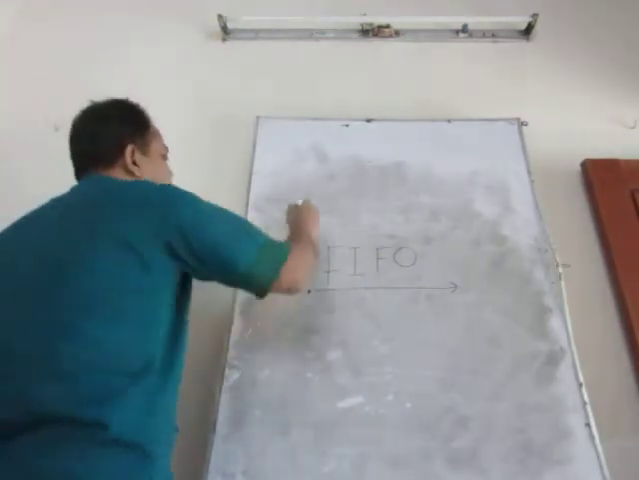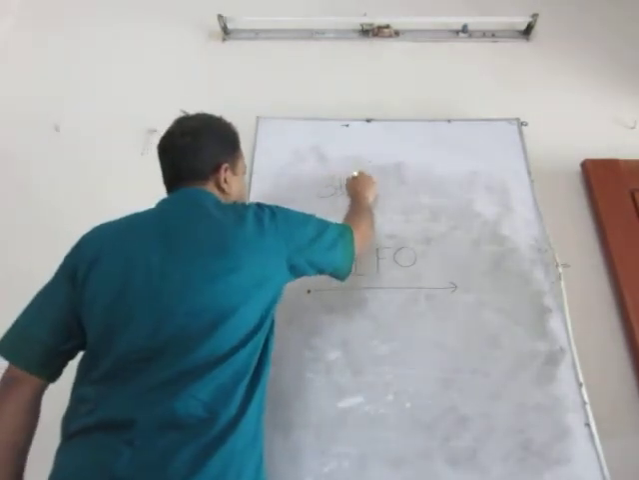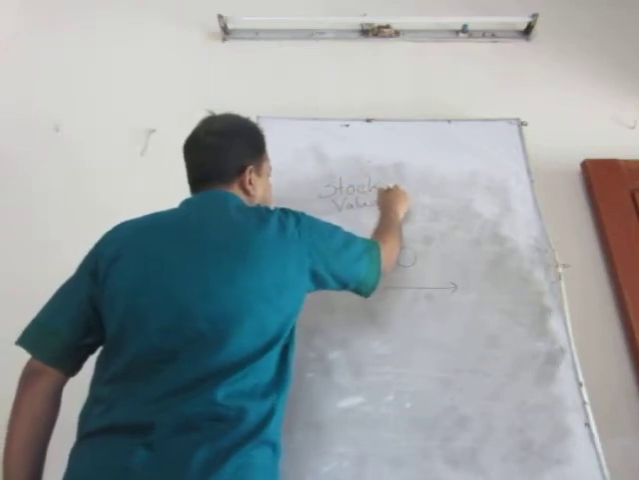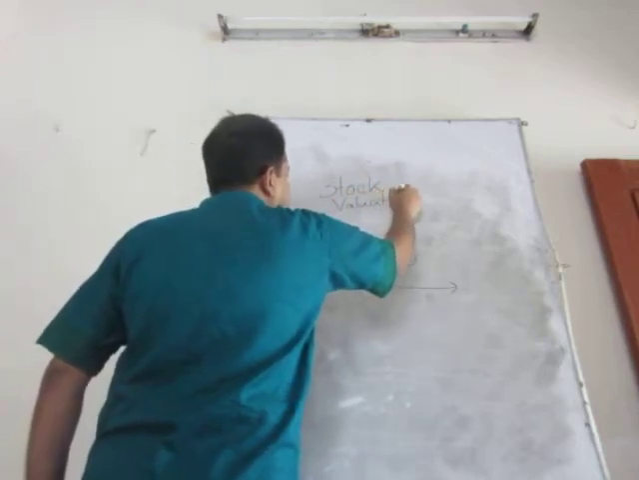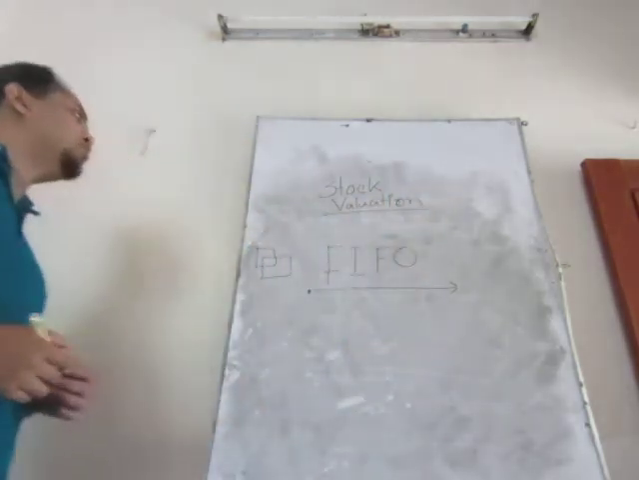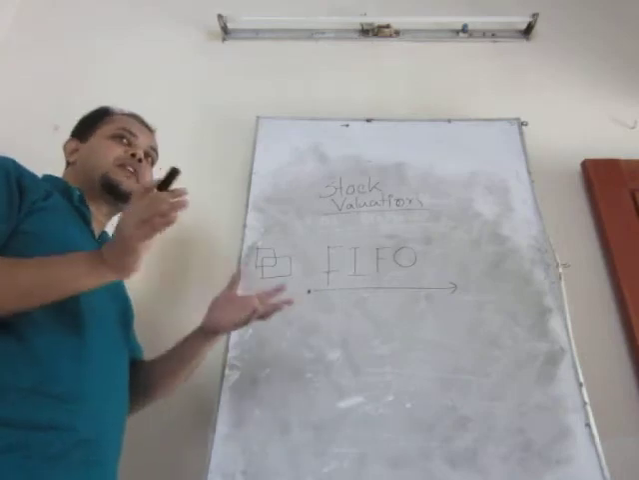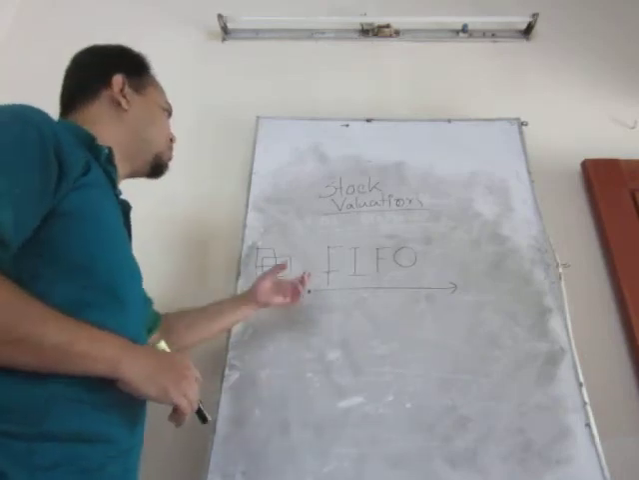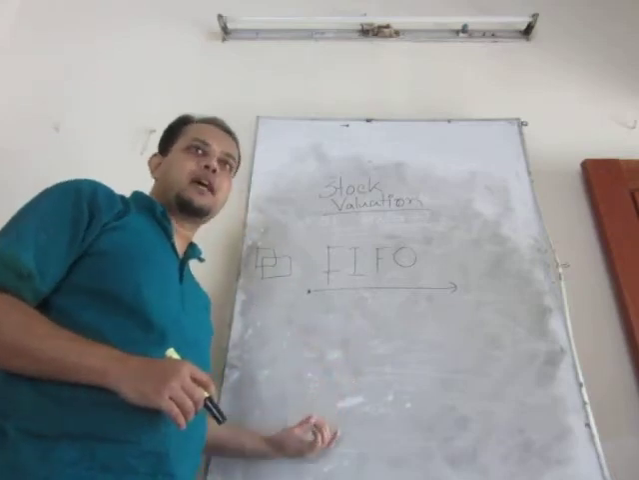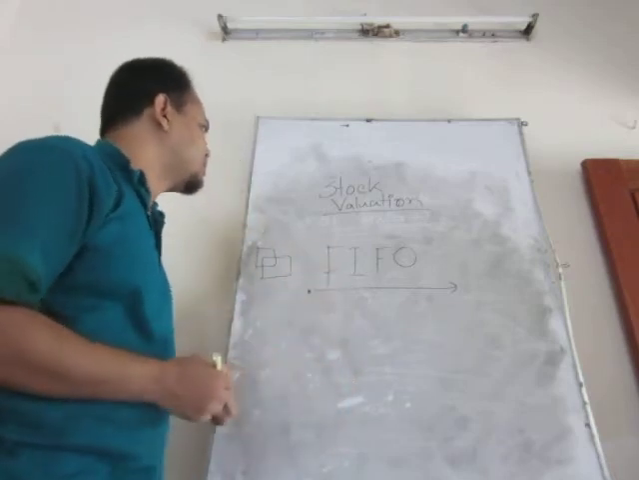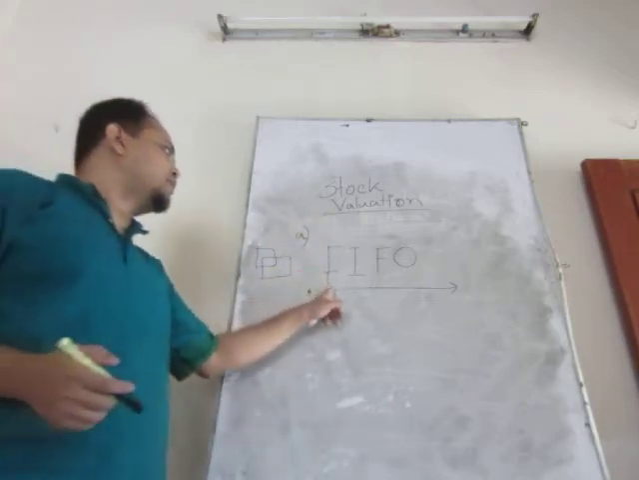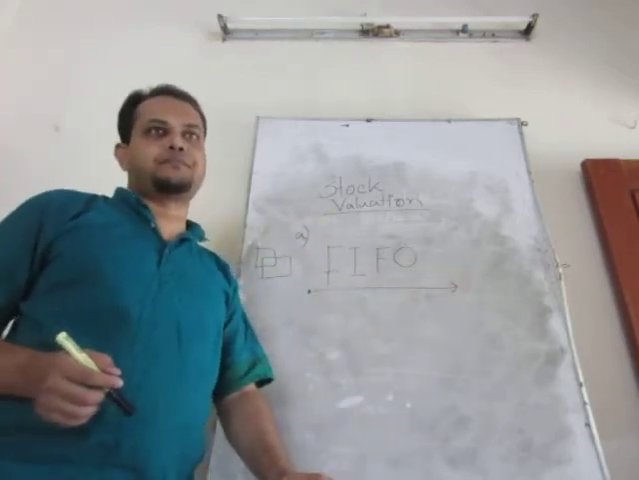You can say this is stock valuation. You can value your stock in different ways. One is FIFO, another is LIFO. We will discuss each one. First of all, FIFO. FIFO means first in, first out.